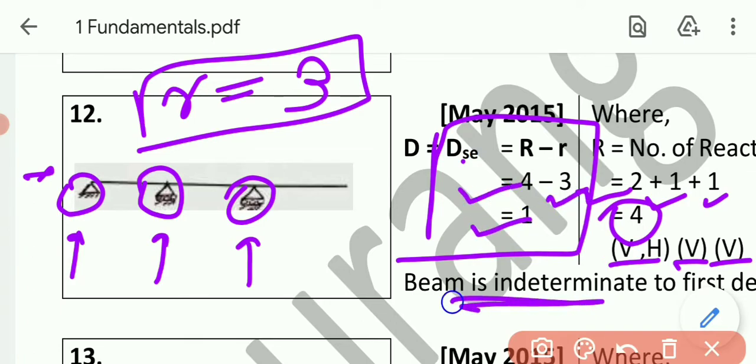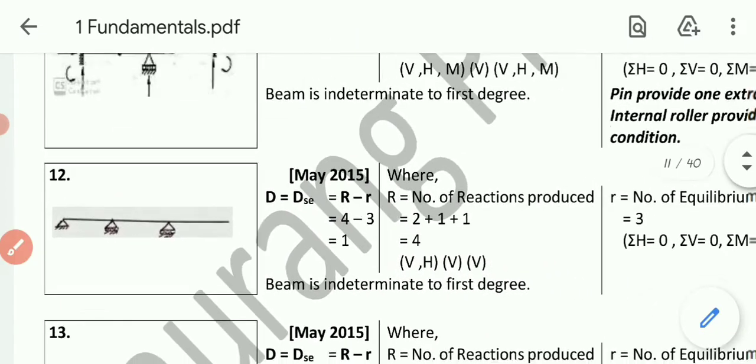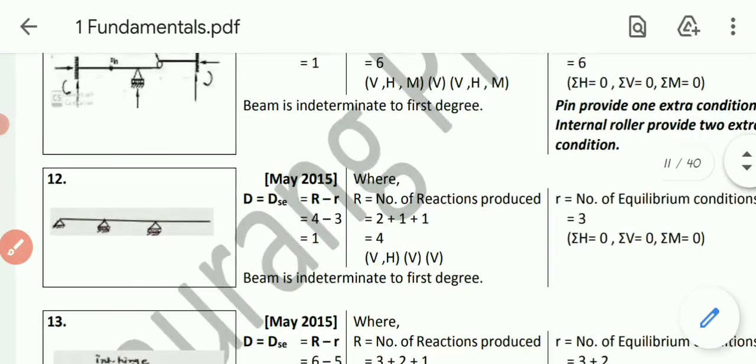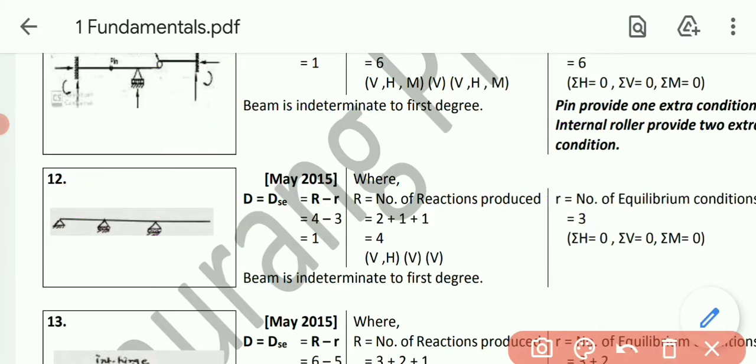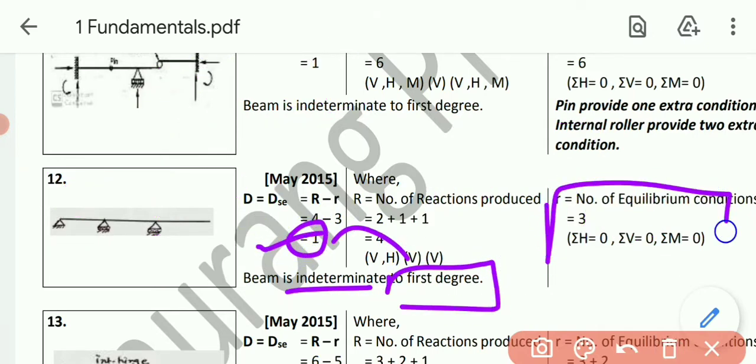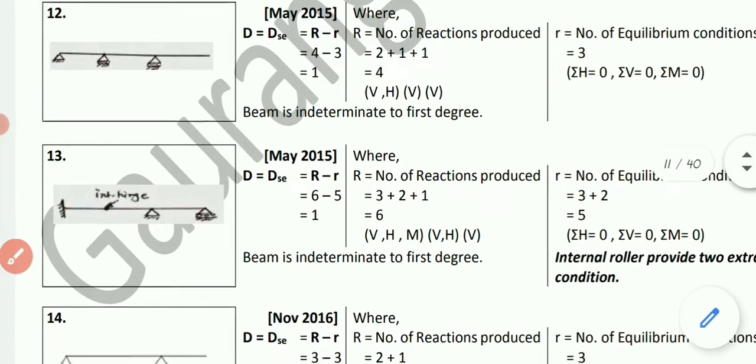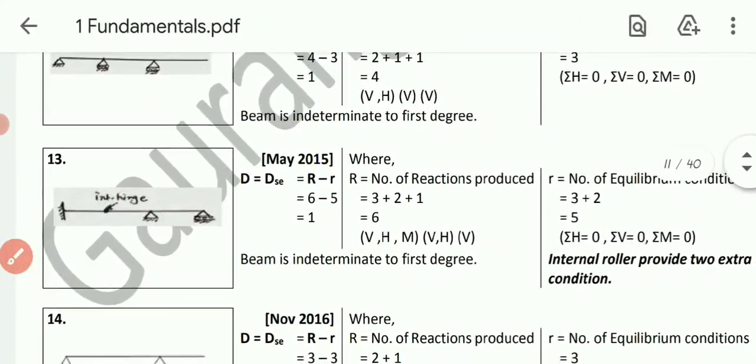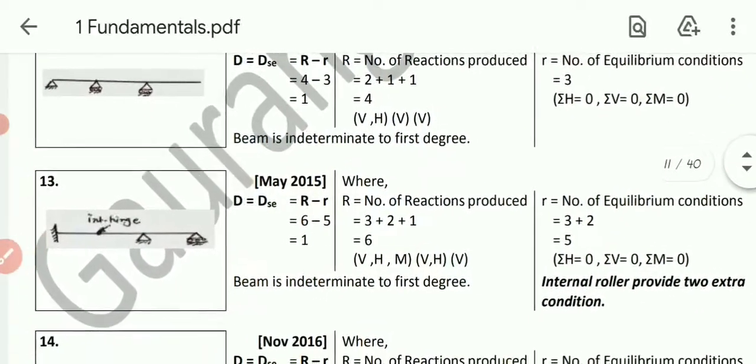So as it is 1, the beam is indeterminate, and indeterminate to first degree. Just a minute. Yes, see, as it is 1, the beam is indeterminate and indeterminate to first degree. Okay, say this is the example of May 2015.